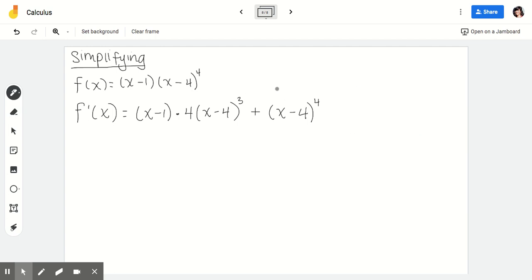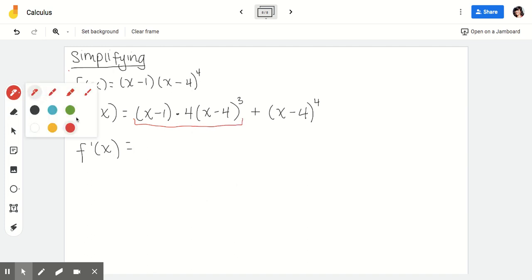Now, from here, as I was saying, to simplify, we would use the distributive property. We would factor out. Notice that this first term has 3 factors of x minus 4, and this second term has 4 factors of x minus 4. So between the two terms, the first term and the second term, their greatest common factor, what they have in common, is that they both have at least 3 factors of x minus 4. I'm going to factor out x minus 4 cubed.